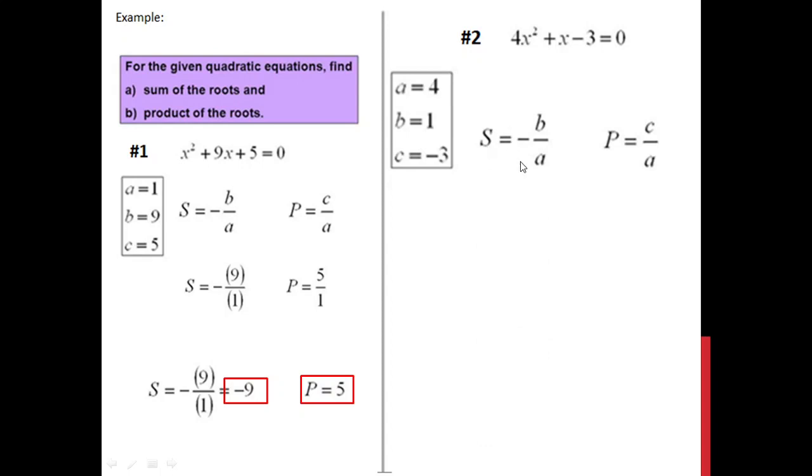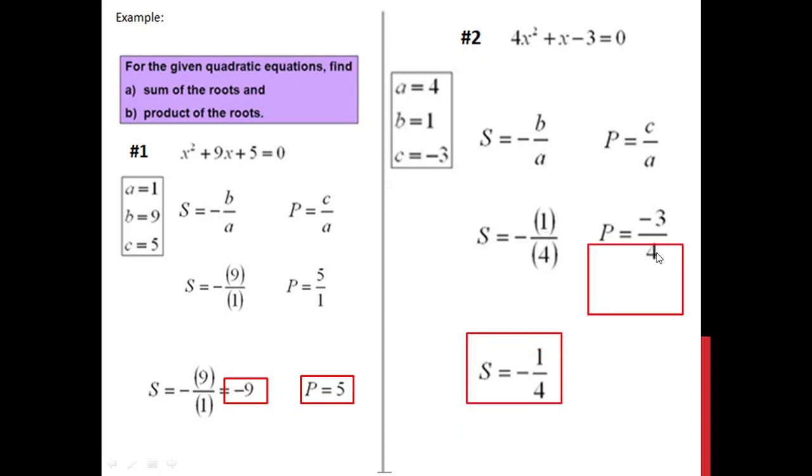Use the formula of the sum, which is negative b over a, and the product c over a. Substitute the values of b for the sum, which is 1, over a, that is 4, and for the product, you have your c negative 3, and your a is 4. Simplifying this one, you'll have your sum as negative 1/4, and your product as negative 3 over 4.